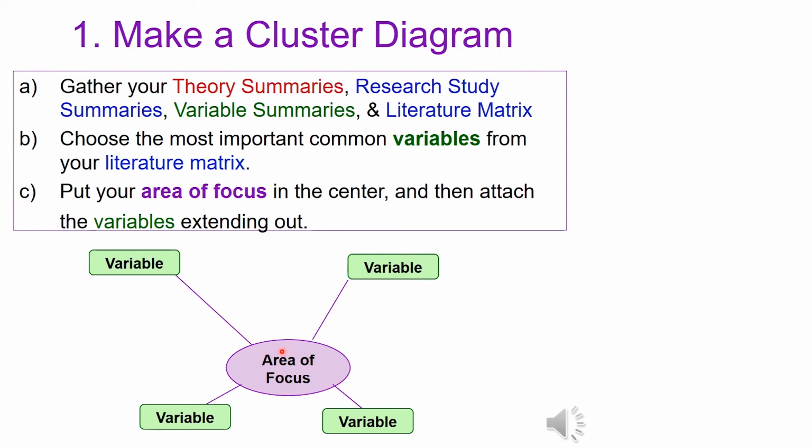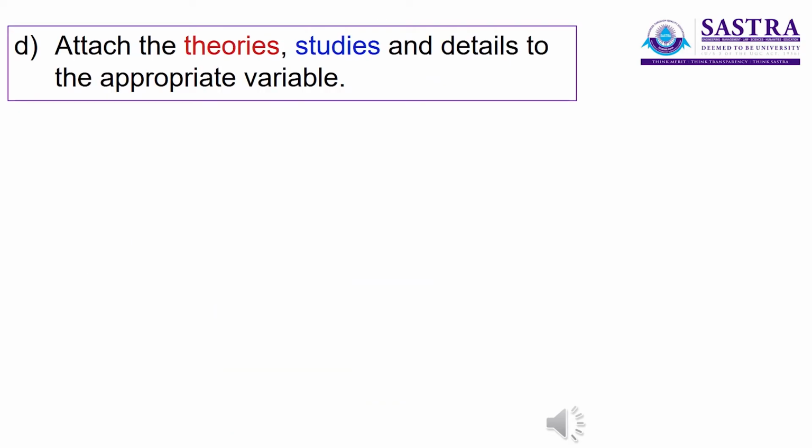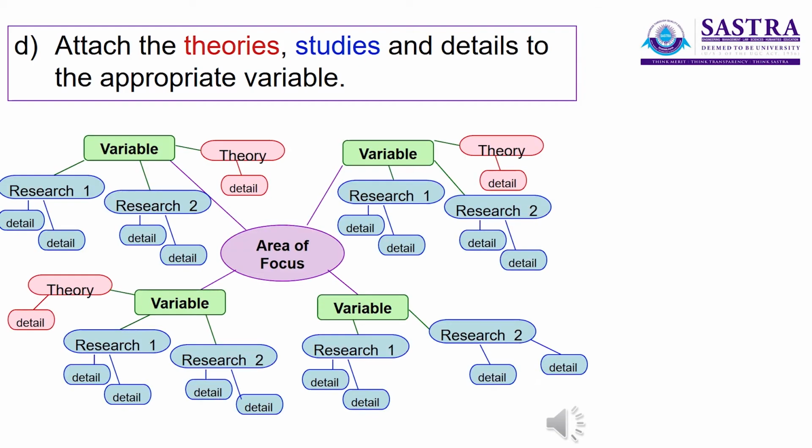Gather your theory summaries. If you look at the diagram, this is the area of focus, service quality. Let me talk about convenience, empathy, reliability, accessibility. Like this, when I am studying service quality of any company, I am trying to put the important common variables in a pictorial format for my better understanding, helping me in the process of writing the literature review.